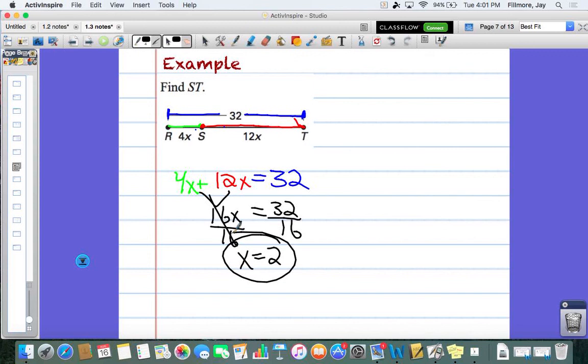That is not my final answer, though, because it doesn't ask me to find x. It asks me to find ST. So I know ST, the length of ST, is 12x. So really, that's 12 times 2. So the length of ST is 24. Don't forget to plug it in. This is not your final answer. Your final answer is when you plug it back in, depending on what the question actually asks you, okay?